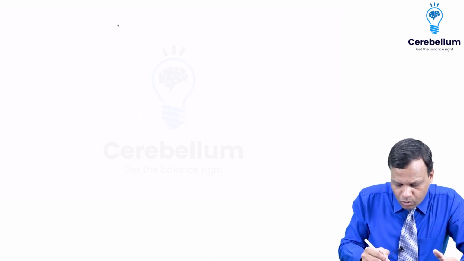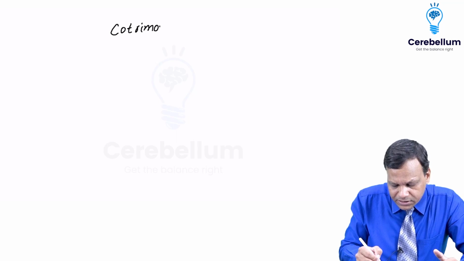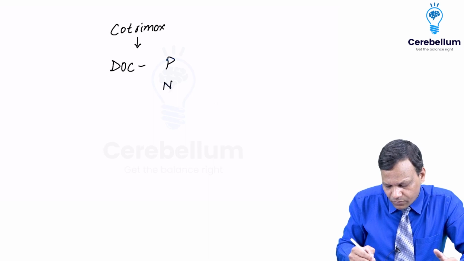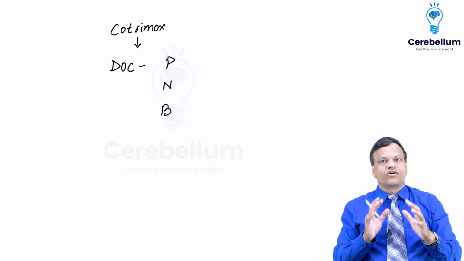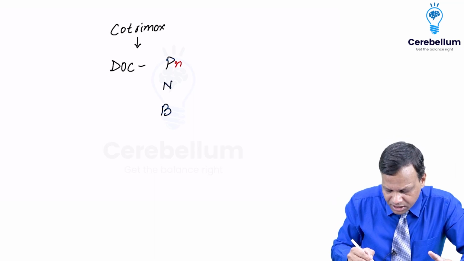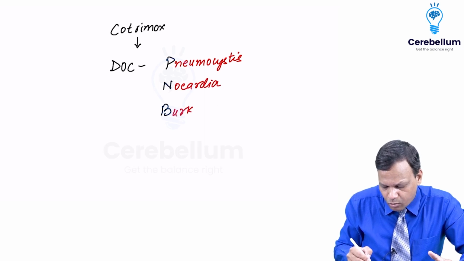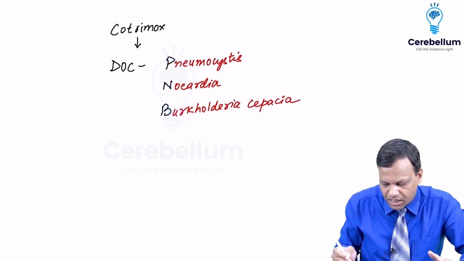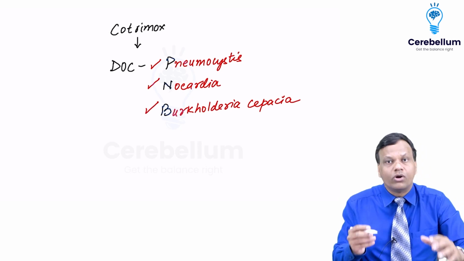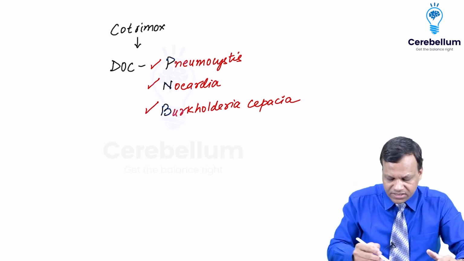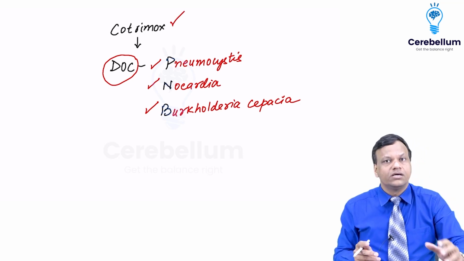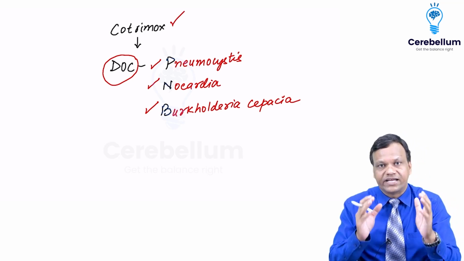And this cotrimoxazole is the drug of choice for Punjab National Bank. What is Punjab National Bank? It is pneumocystis, nocardia, and Burkholderia cepacia. So pneumocystis, nocardia, Burkholderia cepacia. The drug of choice is cotrimoxazole. Okay. So this is the first bactericidal combination.